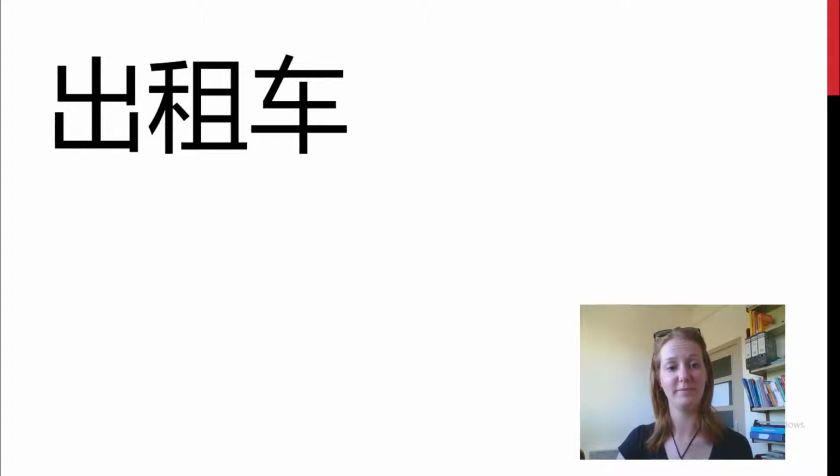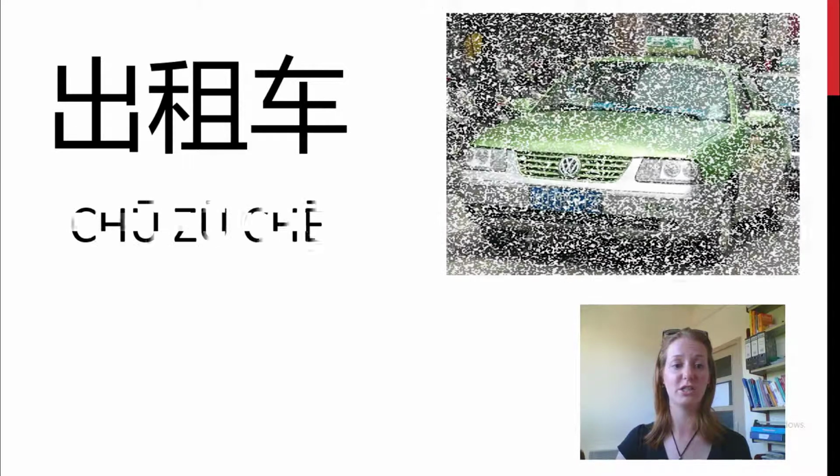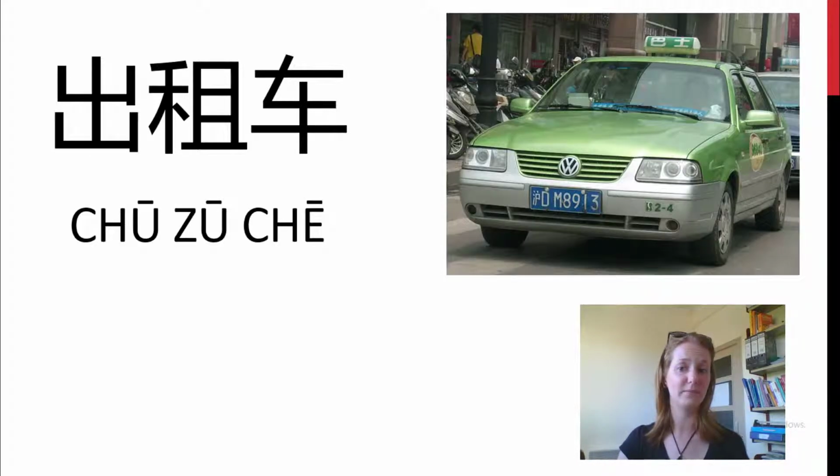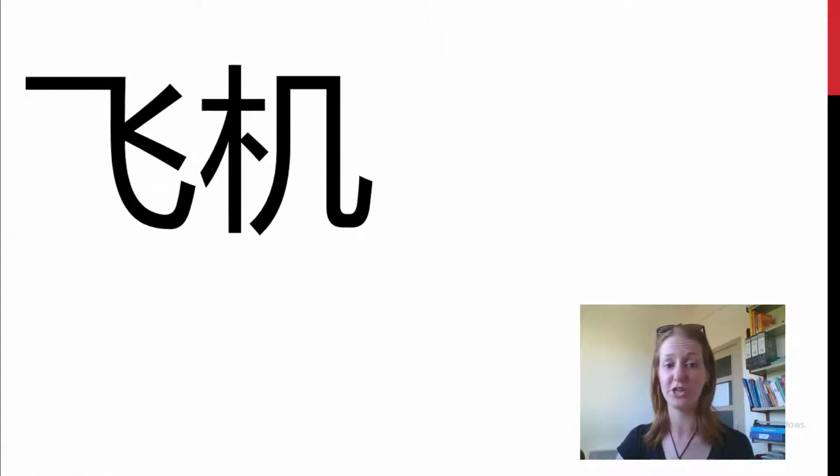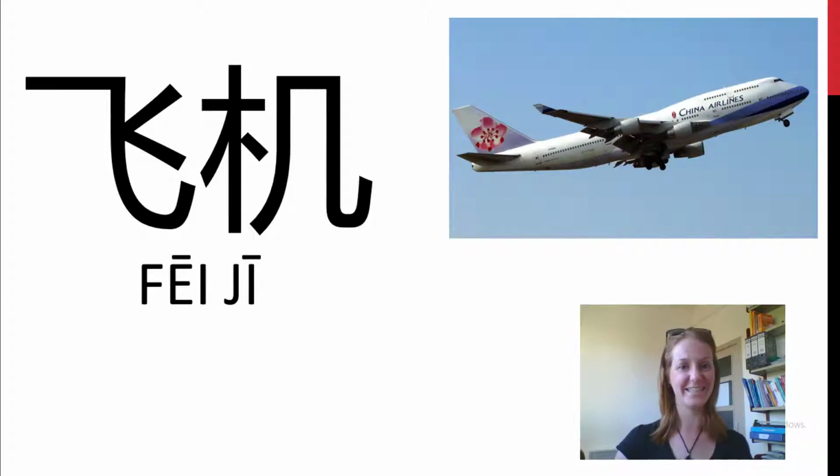这是什么? 这是出租车. 出租车. So the character here, 租 means to rent, and 出 means to go out. So it's going out and renting a taxi. 出租车. 我不坐出租车去学校.